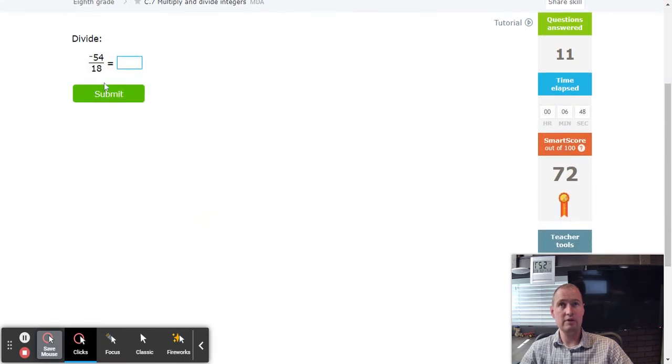All right, everybody's favorite, fractions. But you know what? Fractions are the same thing as division. So what this is asking for is 54 divided by 18. Now, 54 divided by 18, well, it gives you 3.